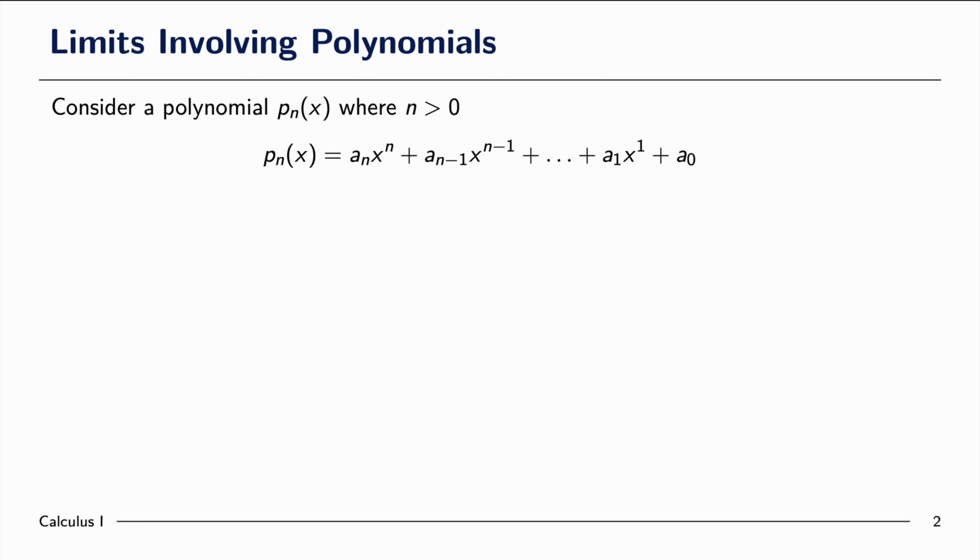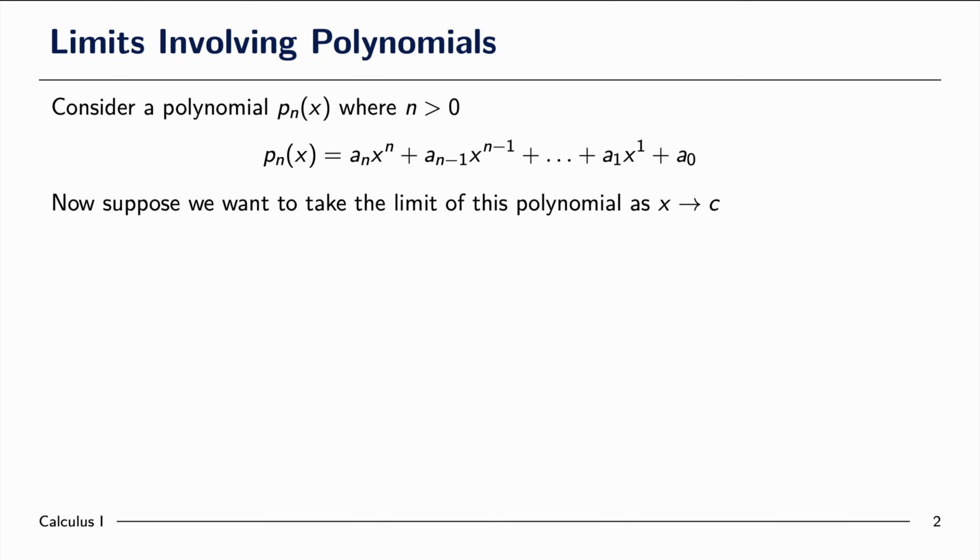A polynomial looks something like this, where you have p sub n of x is equal to a sub n times x to the n plus a sub n minus 1 times x to the n minus 1, all the way to a sub 1 times x to the 1 plus a sub 0. Note that here, a is just a constant number.